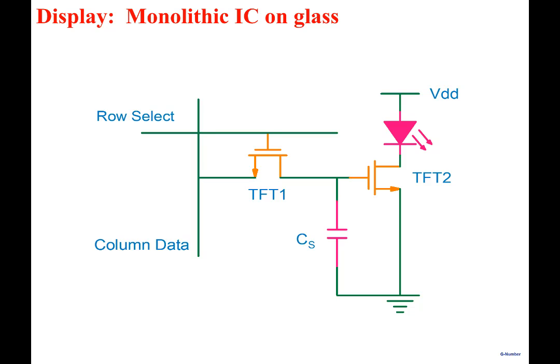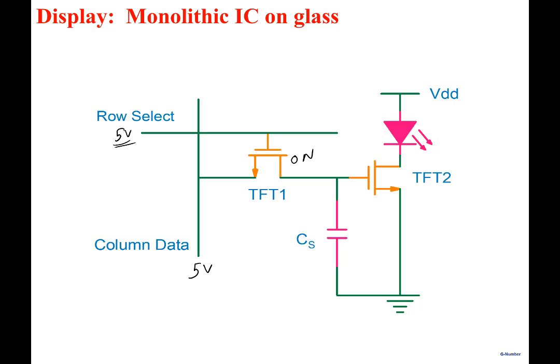If you were to make a display using LEDs, let's say this is an LED, what you would require is for the LED to be turned on and off, right? So you would require a structure like this. See how this will work. For example, if I select a row, let's say I put 5 volts here, 5 volts will turn the TFT on. And suppose in the column also I put a voltage.